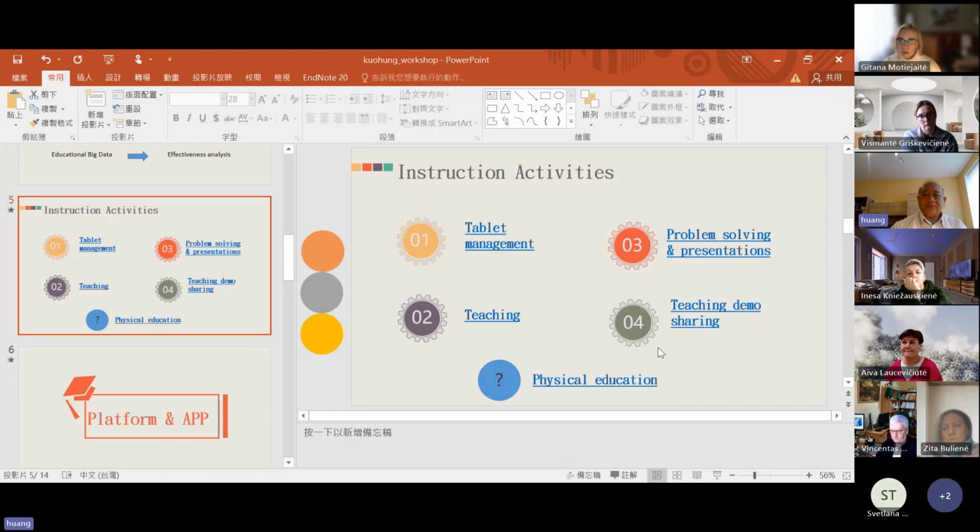tablet in their classroom. So we have some online demonstration that teachers can openly share their teaching. Right. The next one, there's the physical education teacher using the tablet. So I put a question mark here. I think it's if you can judge if it's okay or not.